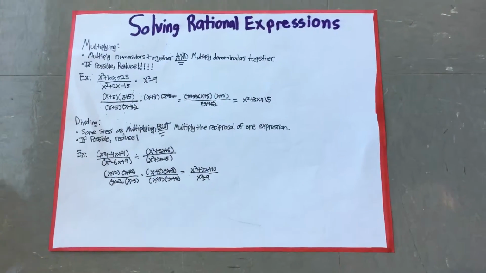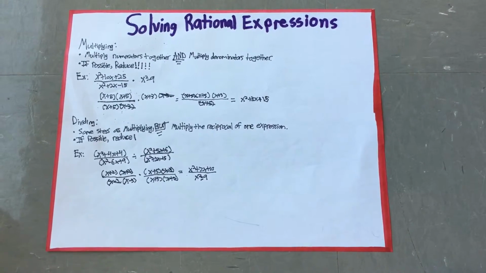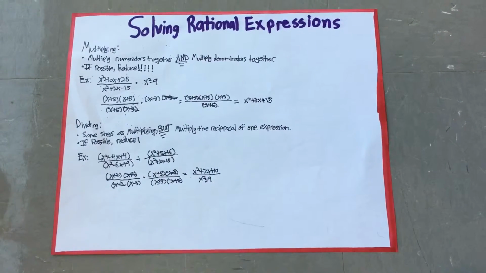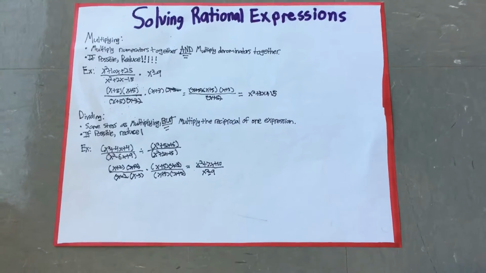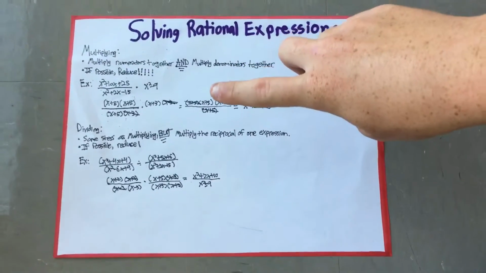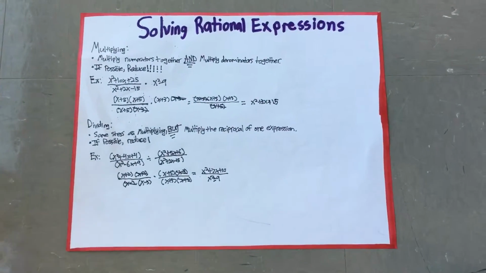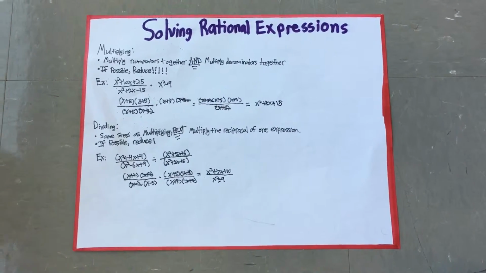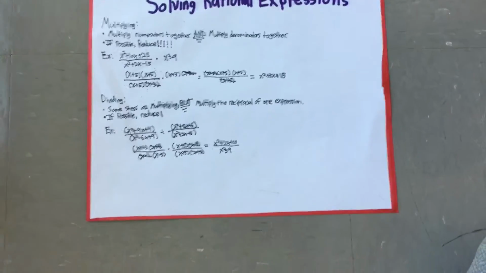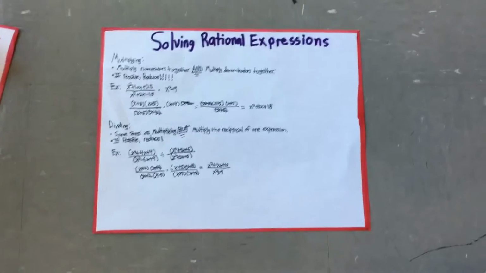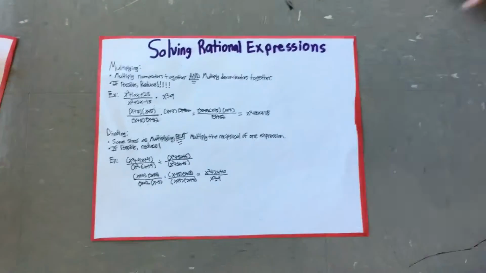Solving rational expressions, multiplying. Multiply numerators together and multiply denominators together. If possible, reduce. Here's how one is worked out. Dividing: same steps as multiplying, but multiply by the reciprocal of one expression. If possible, reduce. And here's one worked out.